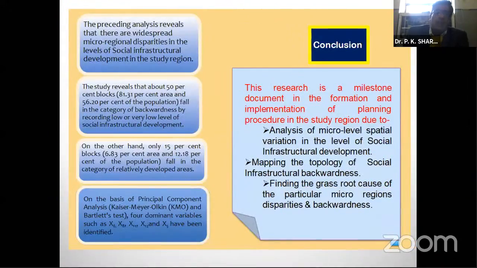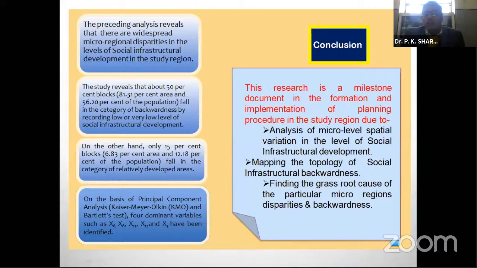And the conclusion is that the preceding analysis reveals widespread regional disparity in the level of socio-infrastructure development in the study region. The study reveals that about 50% of blocks, meaning 81% of the area and 56% of the population, fall in the category of backwardness, recording low and very low levels of socio-infrastructure development. On the other hand, only 15% of blocks, around 6 blocks, 6% of area and 12% of the population, fall in the category of relatively developed areas.